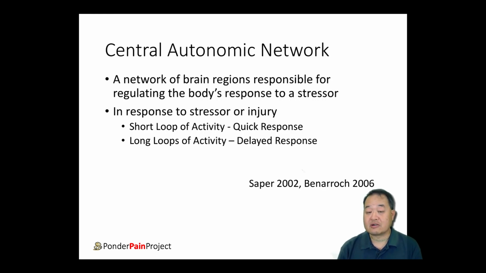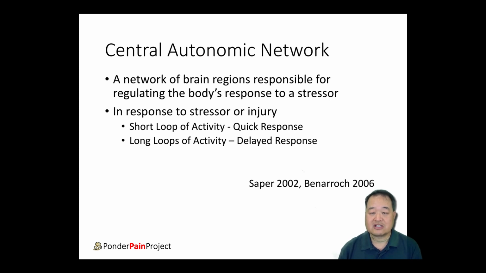Now there's another method of classifying these brain activities, and this was presented more by Saper in 2002 and Benarock in 2006. And what they said is there's a central autonomic network that's responsible for keeping our body alive. There are areas that are responsible for monitoring our environment and for just maintaining the basic level of function. And then when we have changes to these, you start to see how other areas are engaged.